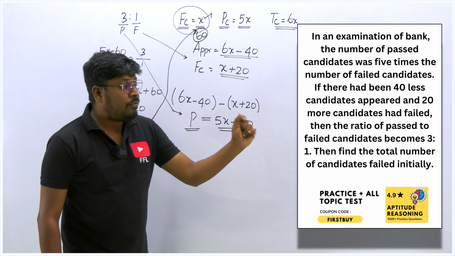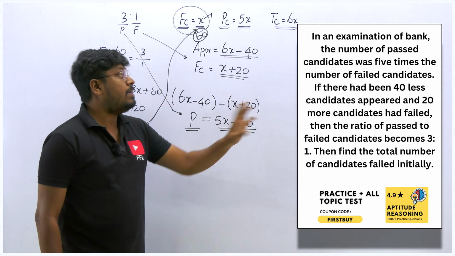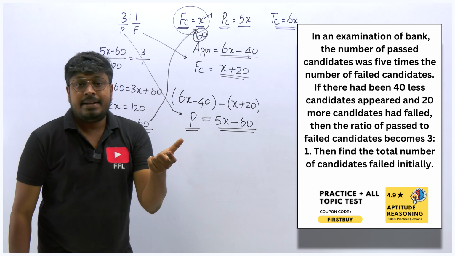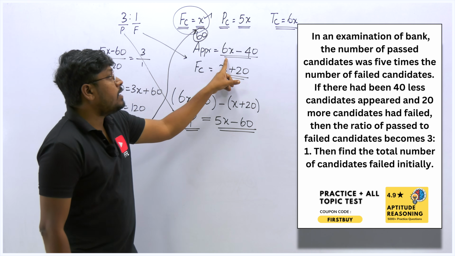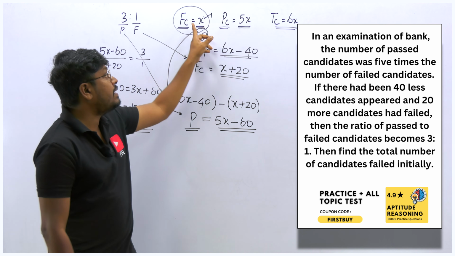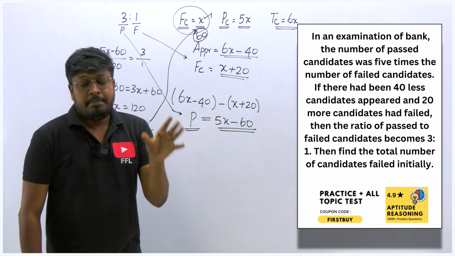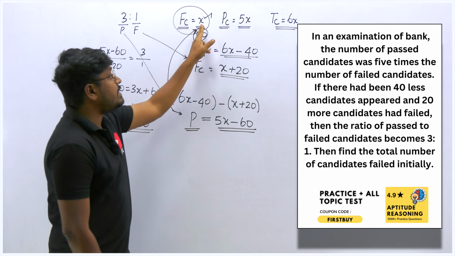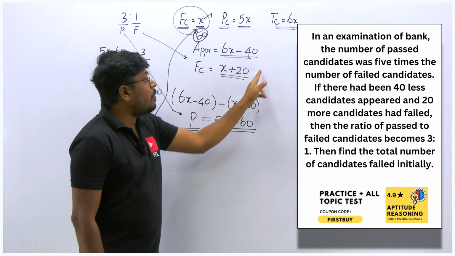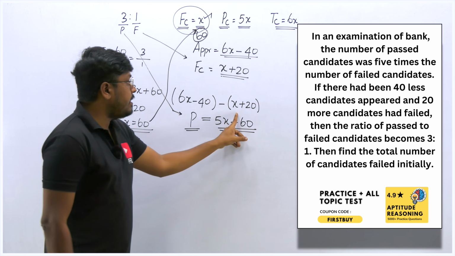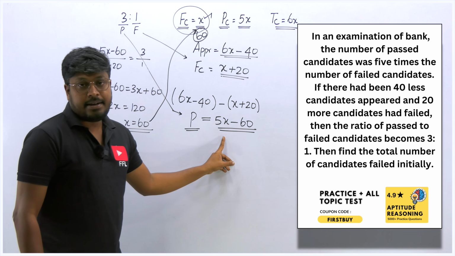If there had been 40 fewer candidates appeared, actual appeared is 6X total. So now 40 candidates appeared less. That means the total now becomes 6X minus 40. And 20 more failed. Already we have fixed the failed candidates as X, but now 20 more candidates failed, X plus 20. So this is the initial data given in the question. Total minus failed candidates, the result will be the new passed candidates.